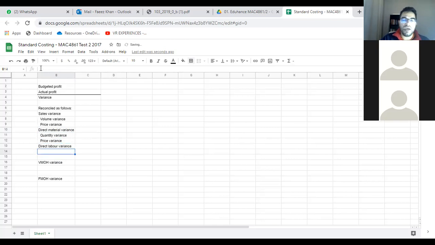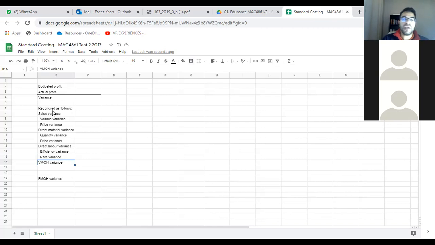Same with direct labor. I'll have a quantity variance. Now for direct labor, we don't call it quantity, we call it efficiency. Efficiency variance and a price variance. So we don't call it a price variance, we call it a rate variance. Just think about it. In your contract, if you get paid on an hourly basis, do they call it your price per hour or do they call it your rate per hour? So just think about that, okay?